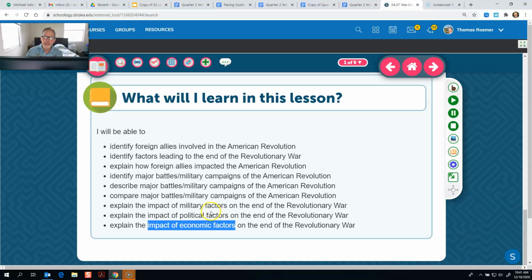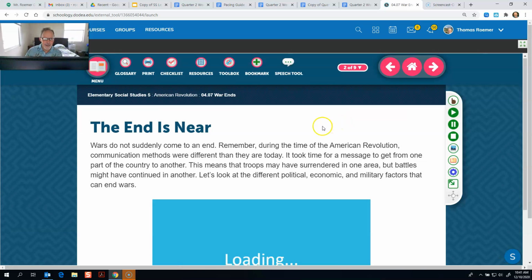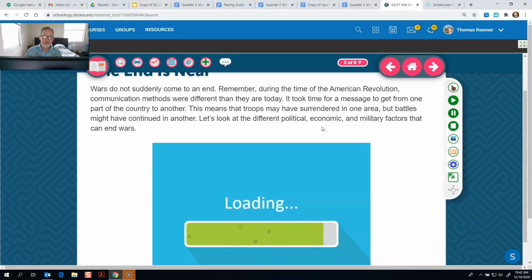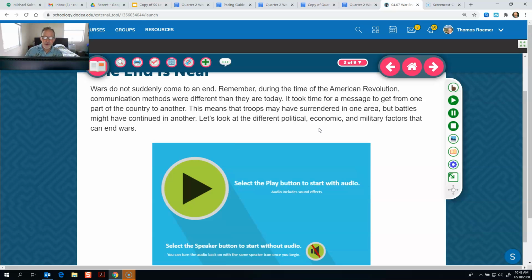So we've got three different, excuse my dog there. Okay, we've got military, political, and economic factors. All right. Hopefully my dog will be quiet. All right, here we go. So the end is near. So during this revolutionary period, the communication methods were different than today. So to get something from one place to another, the troops may have surrendered in one area, but battle continued in another, here it says.